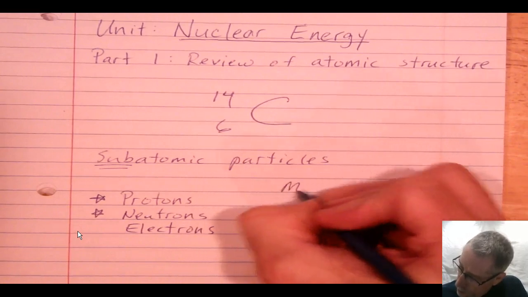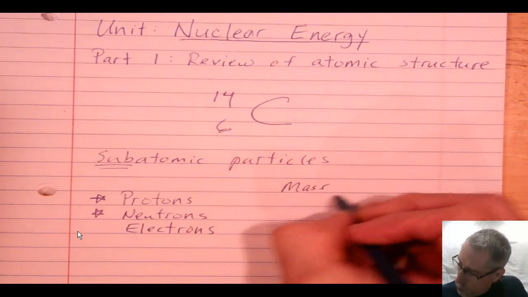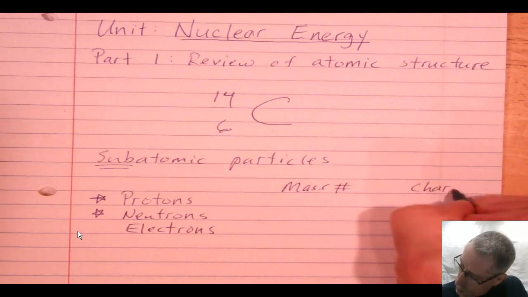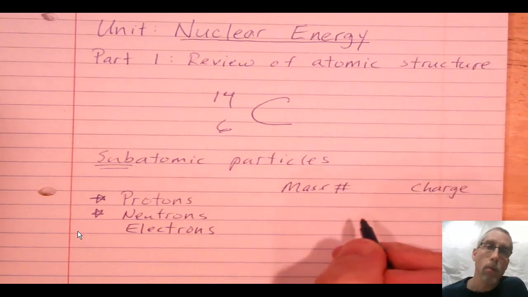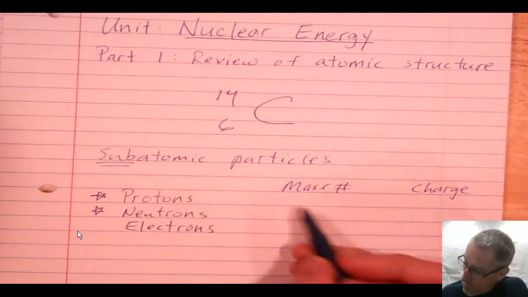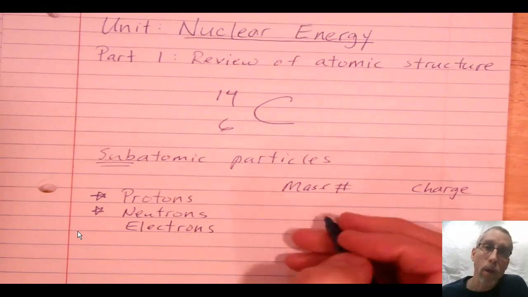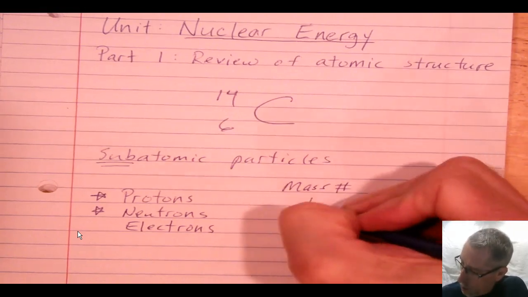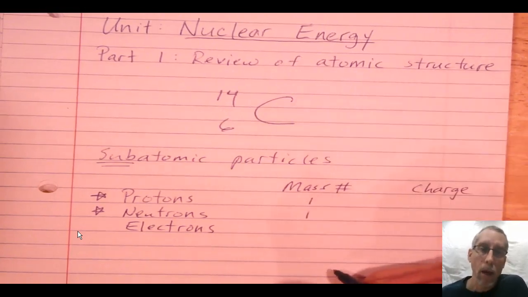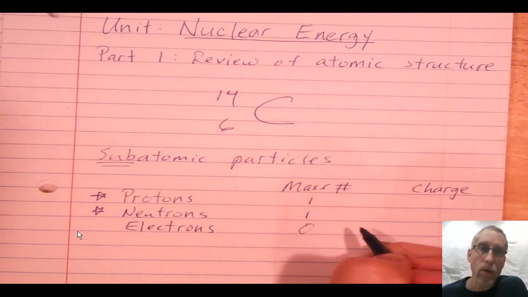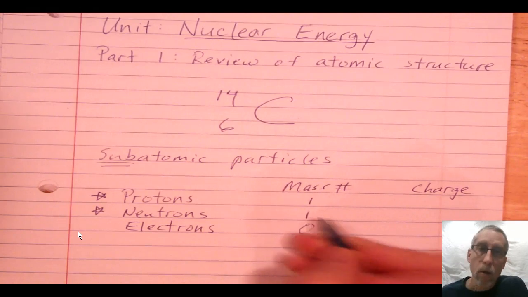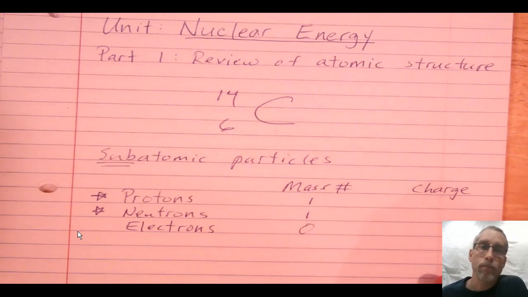So for each one, we're going to want to know its mass number and its charge. These are important characteristics of each of these subatomic particles. The protons and the neutrons are really the only particles that have any appreciable mass. So we assign them a mass number of 1 for each of them, almost identical in mass. But electrons are so tiny, they're about 1/2000th the mass of either of the others. So we assign those a mass of 0.